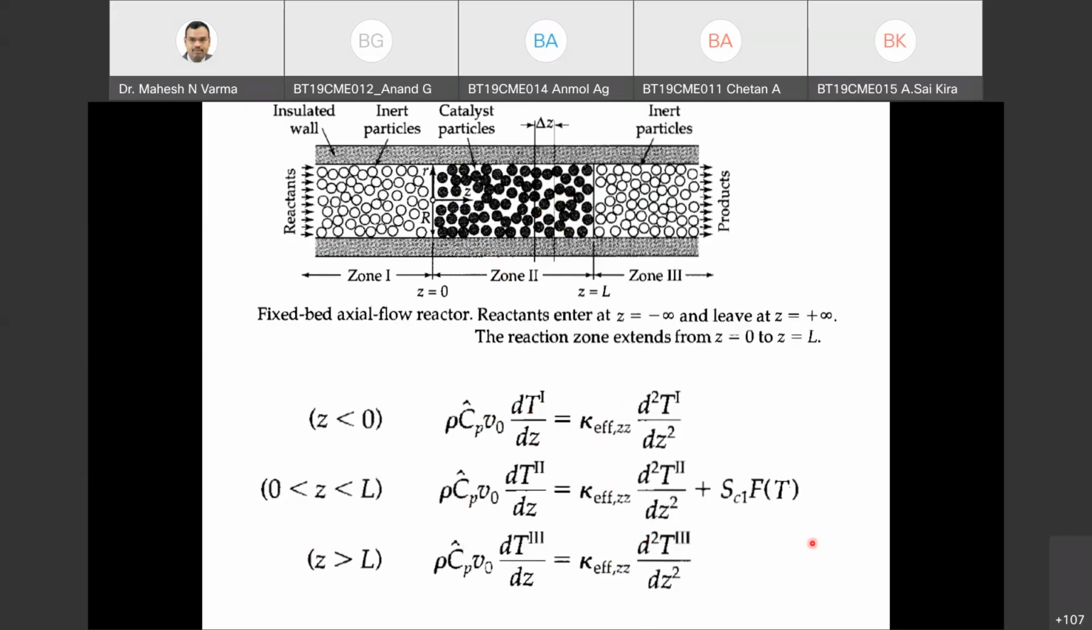How many boundary conditions are needed to solve this problem? Roll number 16. Sir, 4 boundary conditions. How 4 boundary conditions? Sir, at Z equals 0. Because, look, it is a second order differential equation. So how many boundary conditions are needed to solve this equation? Sir, 2 for each. So 6. So what are the 6 boundary conditions? Correct. Sir, we have 6 boundary conditions.